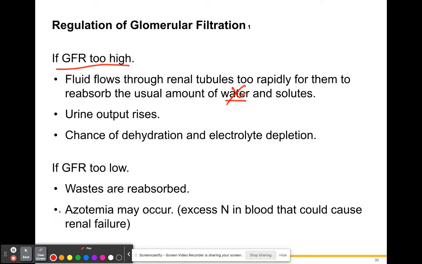And if you're urinating the water that was supposed to be reabsorbed, you're going to become dehydrated, and we don't want that to happen. We're also going to have low electrolytes, because these electrolytes are going to stay in the urine as well instead of being reabsorbed. We want those to be reabsorbed. And that is a very typical symptom of dehydration, that your electrolytes are low.